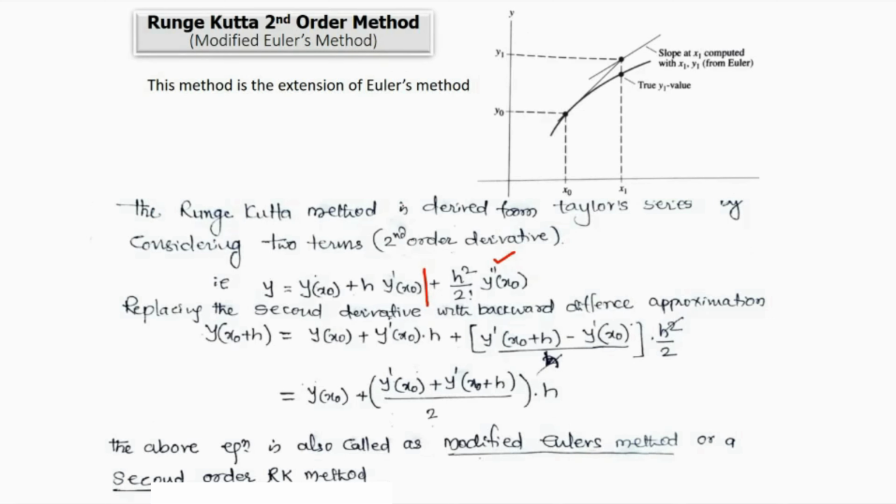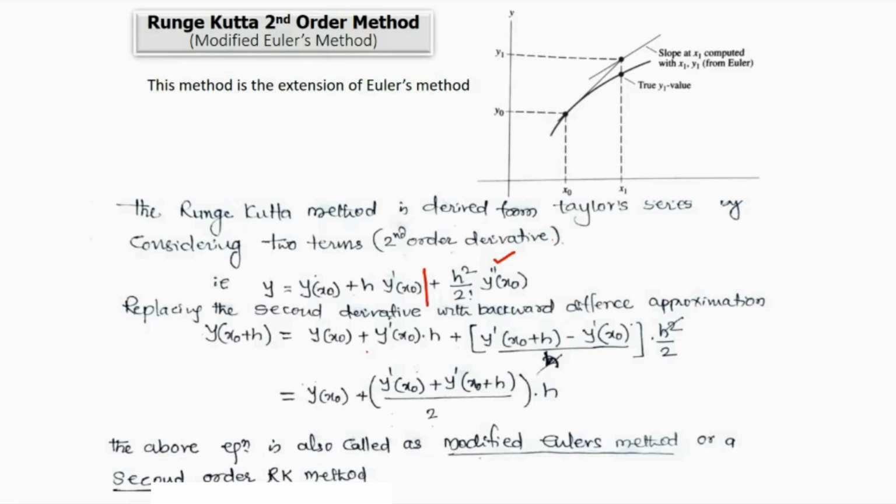The Runge-Kutta method is derived from the Taylor series by considering two terms. Two terms means up to the second order derivative. In the previous method, Euler's method, we truncated up to first order. Now we have extended this up to second order, replacing the second derivative with a backward difference approximation. This is the backward difference approximation, incorporated here.